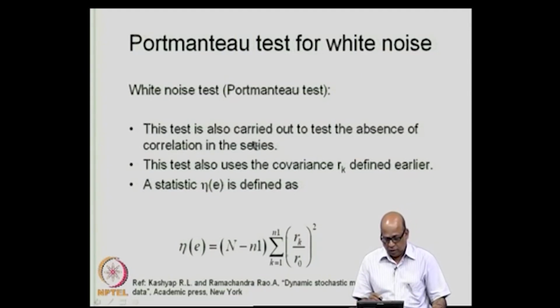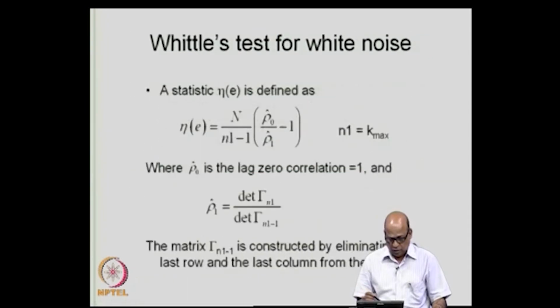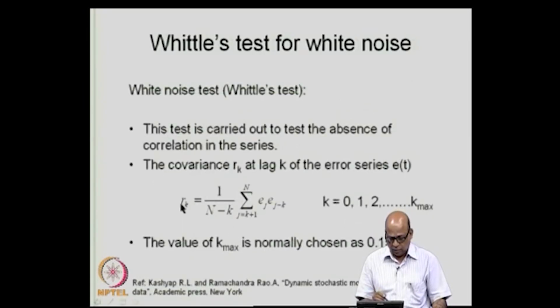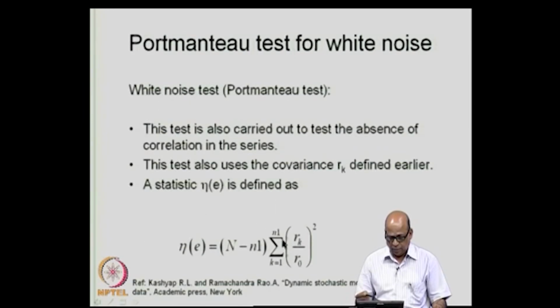Now, this test is also carried out to test the absence of correlation in the series, and this also uses the RK as defined earlier, that is the covariance matrix as we have defined earlier. This covariance matrix is used. So, you know how to formulate the covariance matrix. From the covariance matrix, we start defining another statistic in the Portmanteau test. So, using the covariance matrix RK here, a statistic eta e is defined.